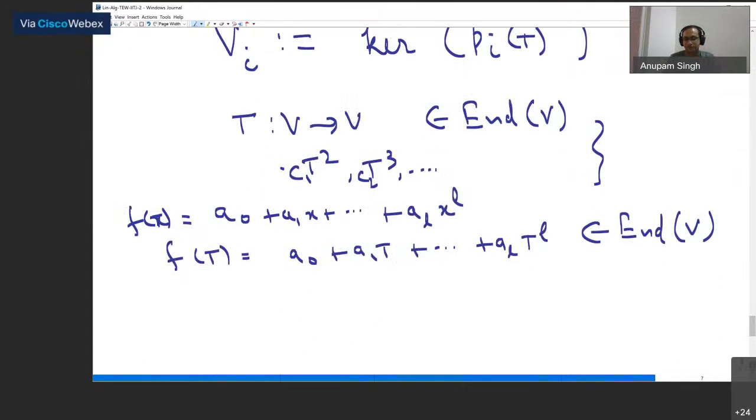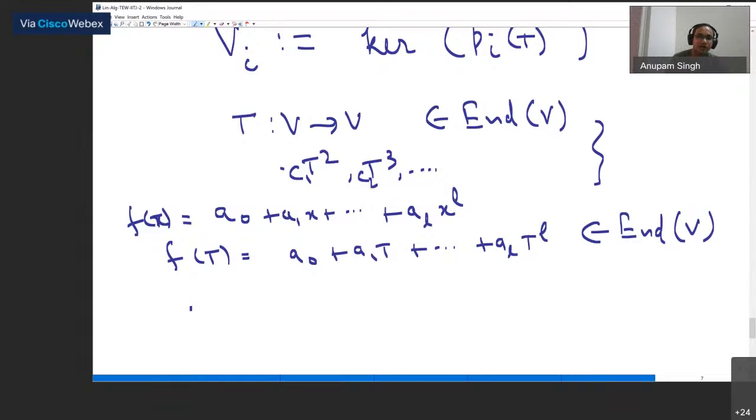I hope this idea is clear. That p_i(T). This is a similar thing you do when you say the Cayley-Hamilton theorem, right? So you have a polynomial. In that polynomial, you substitute a linear transformation or a matrix and say that the whole thing becomes zero, right? So that is what it means.